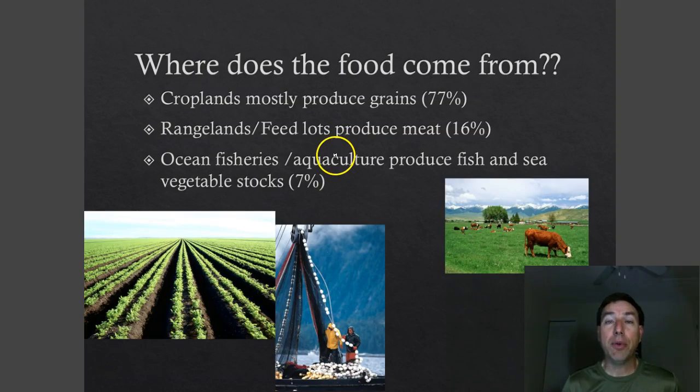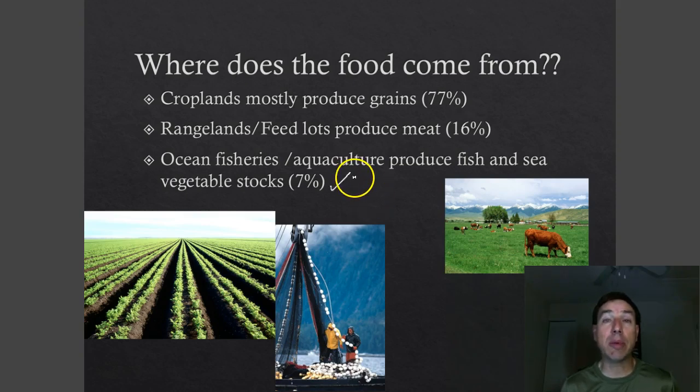So where does our food come from? Croplands produce most of our food. 77% of the food that we eat in this country comes from croplands. That's your corn, your wheat, your vegetables, and fruits. Rangelands and feedlots supply another 16%. That is where our cattle and our pigs and our chickens come from in this country. And then the remaining 7% is from ocean fisheries and aquaculture.